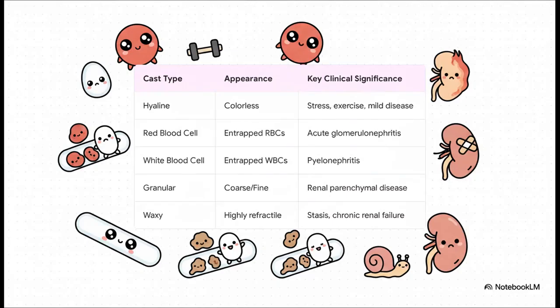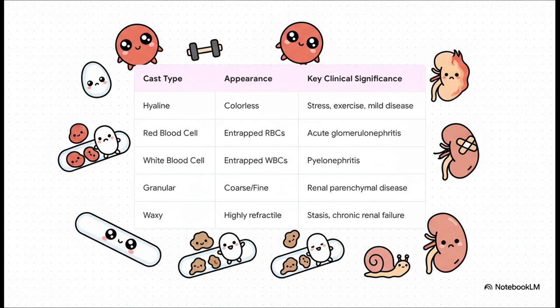Okay, let's walk through the usual suspects. Hyaline casts are the most basic, just that plain protein matrix. You might even see them after a heavy workout. But when cells get trapped inside that gelling protein, the whole story changes. Red blood cell casts are the hallmark of glomerulonephritis. White blood cell casts tell you an infection isn't just in the bladder, it's up in the kidney itself. That's pyelonephritis. Granular casts are just made of broken down cellular junk and point to general kidney tissue disease.